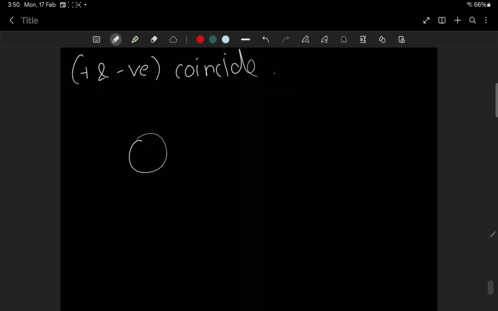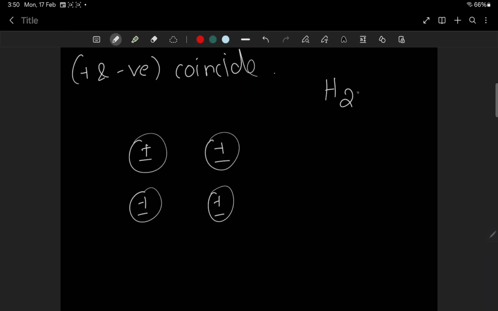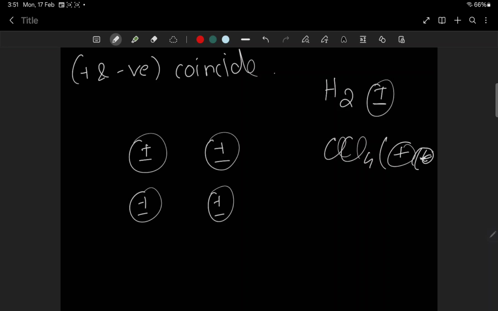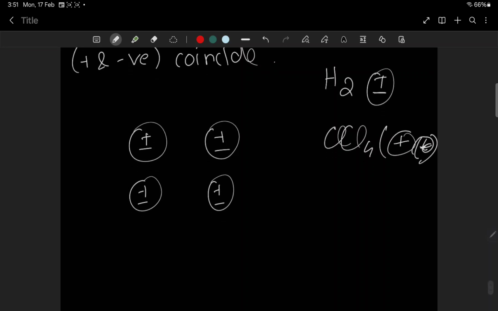A molecule will look like this: there is no split, and the positive center and negative center are together. Example: H2, positive and negative together. Next one, CCl4. C is positive, Cl4 negative, and they are together. They are non-polar. So I am taking these non-polar molecules.